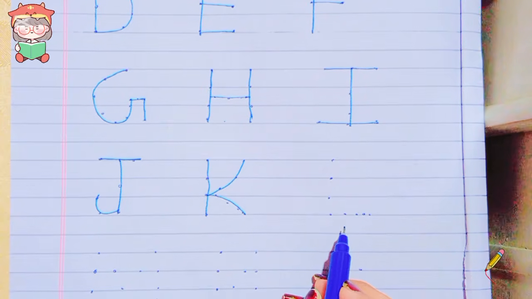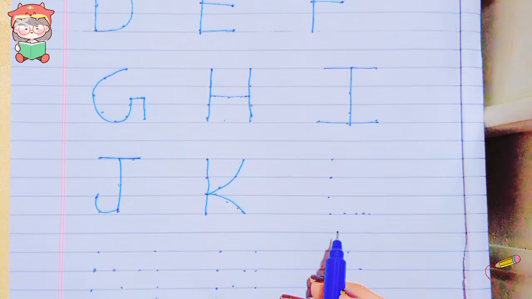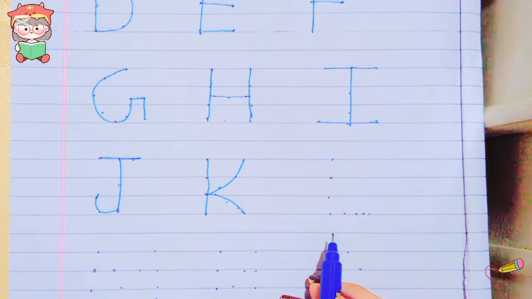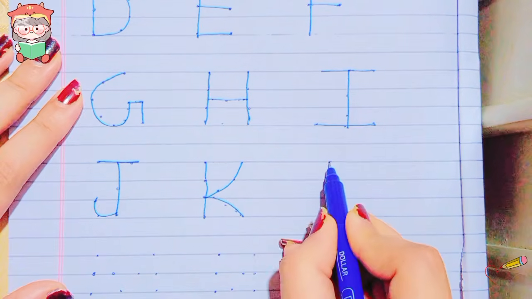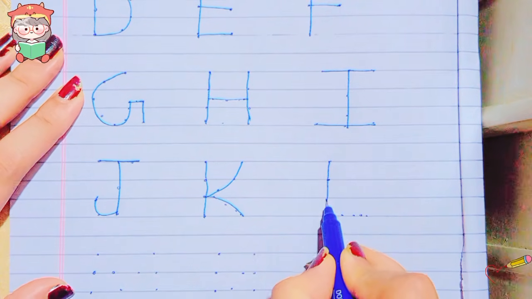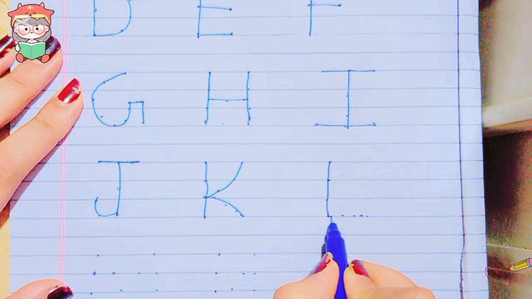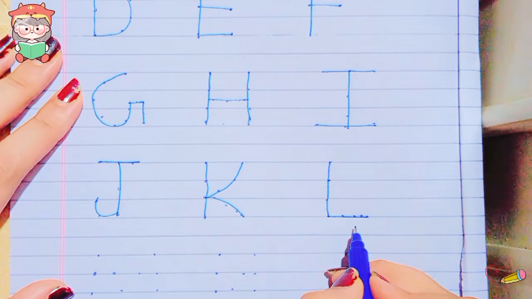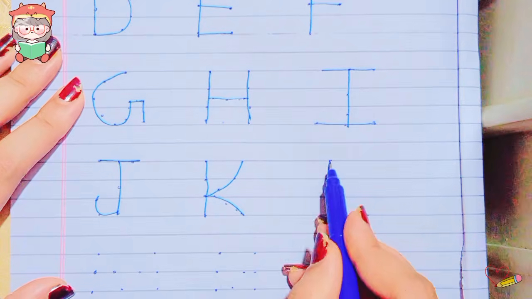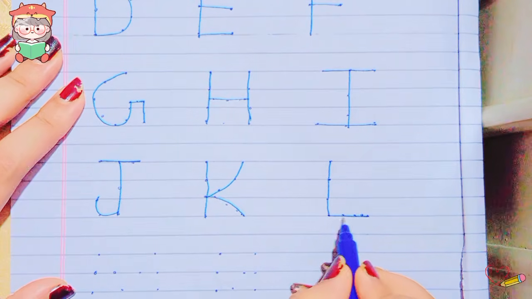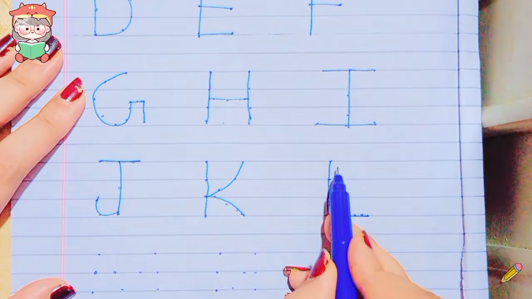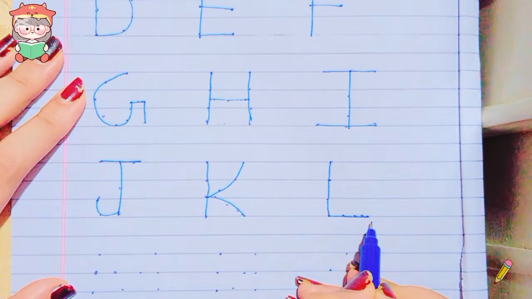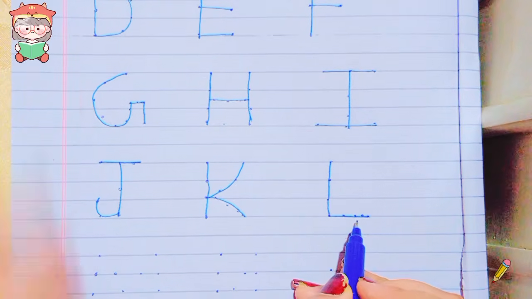L for line. So let's trace letter L. Match the dots and make your letter L. It's L. One straight line, second straight line. It's letter L. L for line.